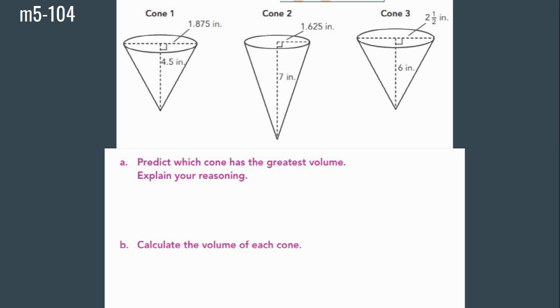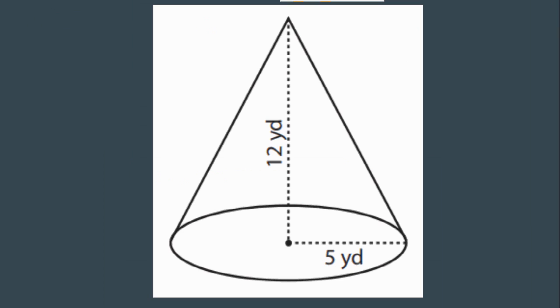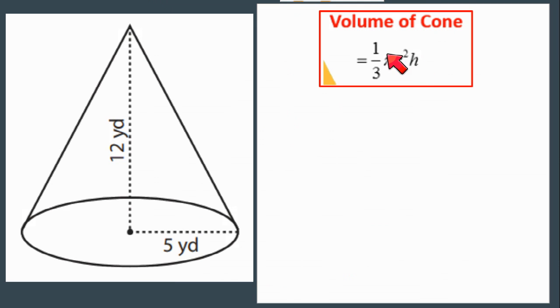Now before we actually do this work, I want you to watch how this is going to happen. So let's pretend this cone isn't in your book, but let's pretend we had this cone here. We have a cone that has a height of 12 yards, so it's a really big cone, and a radius of 5 yards. And let's talk about how we're going to figure out this volume. So the formula for volume of a cone is 1/3 pi r squared times the height. So somewhere in your book, write this volume formula down. So it's 1/3 pi r squared times the height.